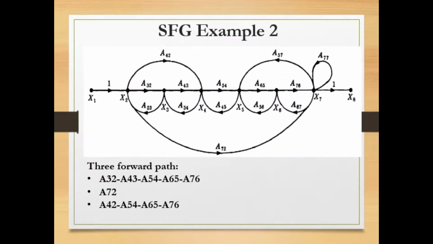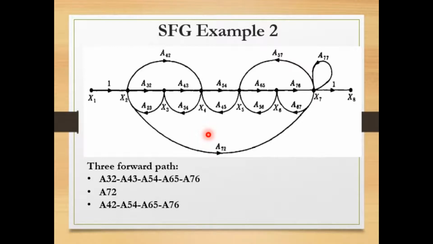So we'll have the next example. If you look at this example, we can observe that it has many loops. It has individual loops as well as self loops. So before that, we'll see which are the different variables or nodes, and we'll identify the forward paths. Then we'll move on to the loops.